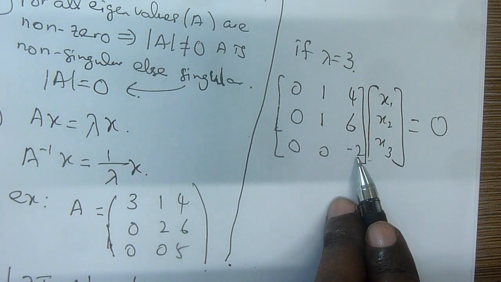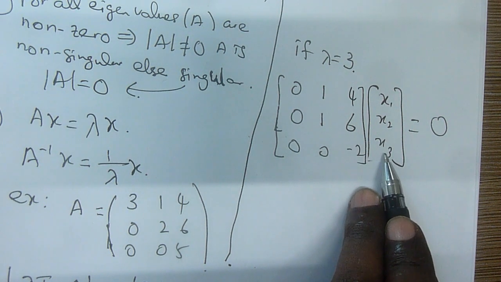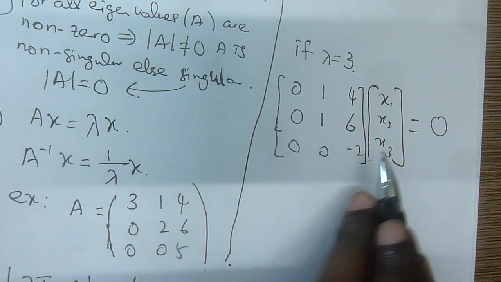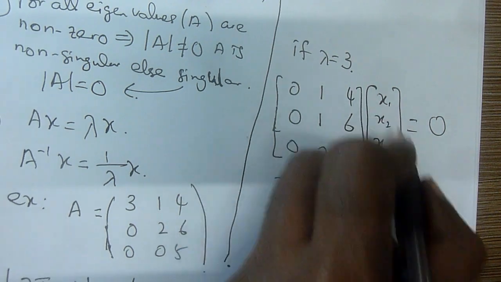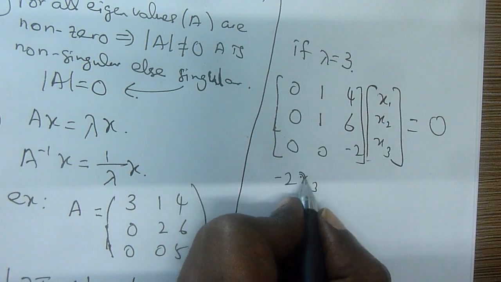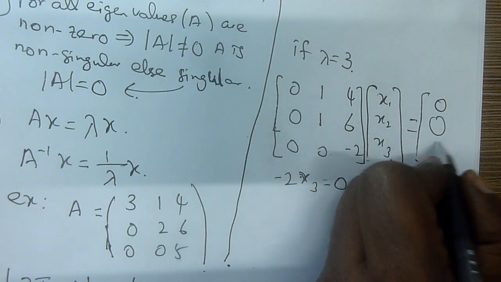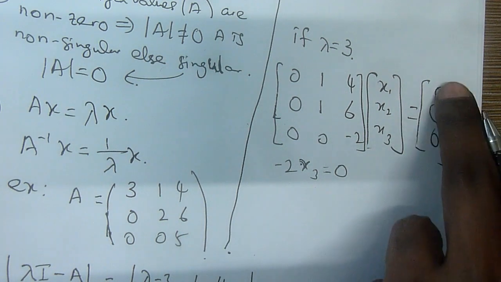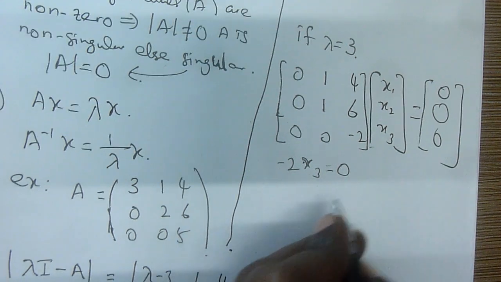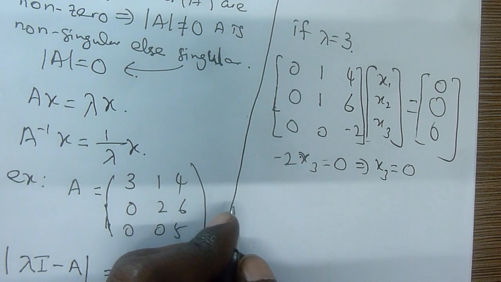You see, the first one is negative 2 times x3 equals to 0. I just write it like that, it's easy, in case you don't get it clearly. 0 is not a single 0, it can be a 3. Therefore, for sure x3 is a 0.